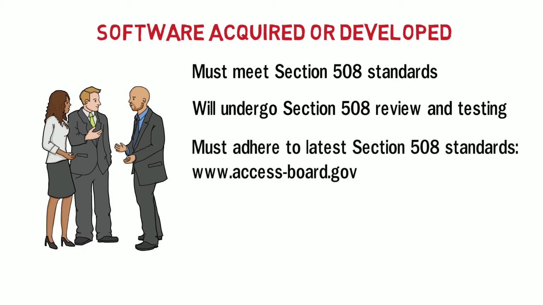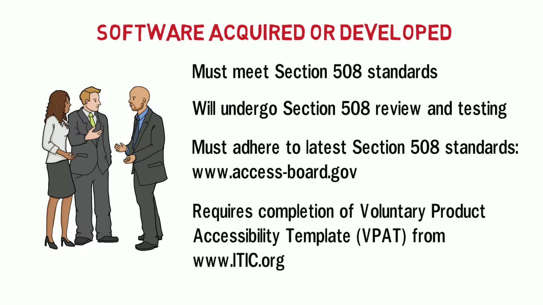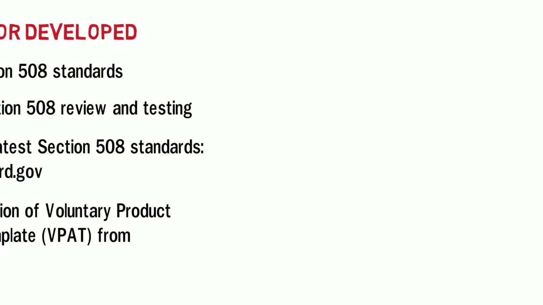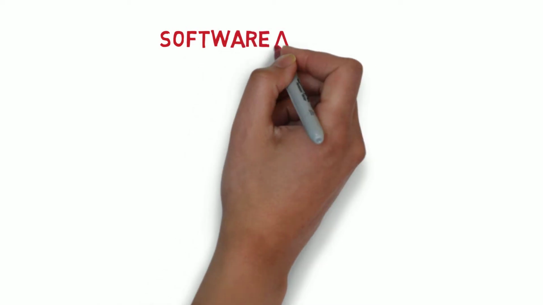CMS requires adherence to the latest Section 508 standards, which can be found at the United States Access Board website at www.access-board.gov. Completion of the Voluntary Product Accessibility Template, or VPAT, is required and should reflect the most up-to-date version of the document, available at the ITIC website at www.itic.org. For software that is acquired for use by CMS, here is what you should know.